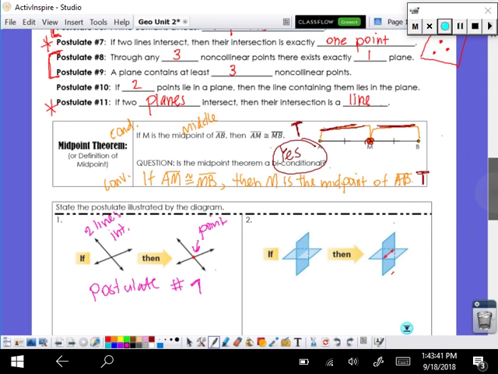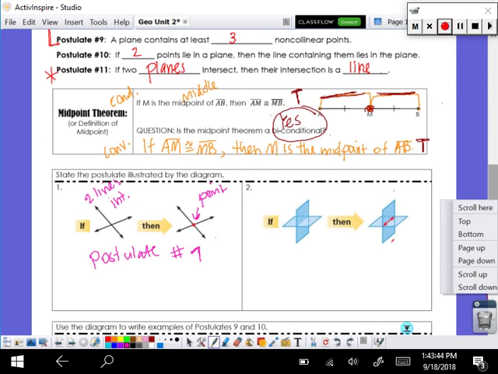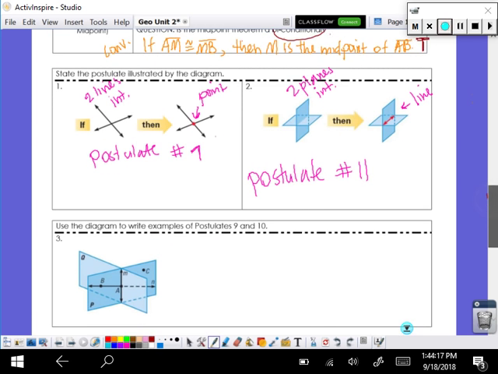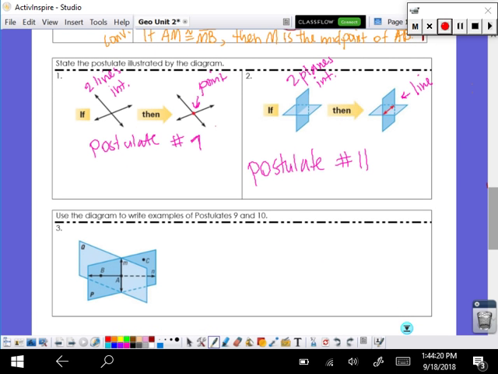Easy peasy. Then number 2, same type of deal. This time we have 2 planes intersecting. Not 2 airplanes, but 2 planes. And then I noticed that we have a line. A line is highlighted here, so this is a line. So if 2 planes intersect, then they form a line. Great, that's going to be postulate number 11. It's easy as that. As long as you can identify the different diagrams, you can basically write the postulates without even having them memorized.